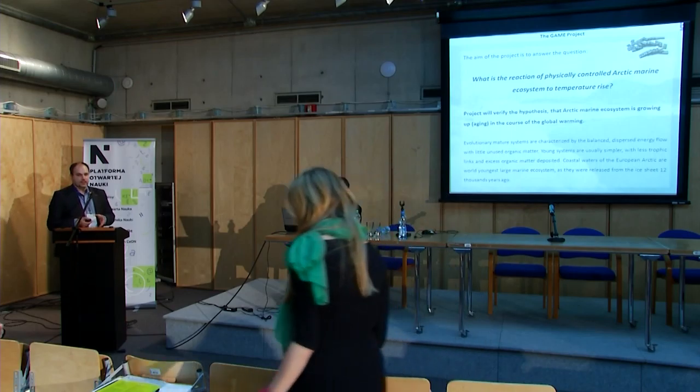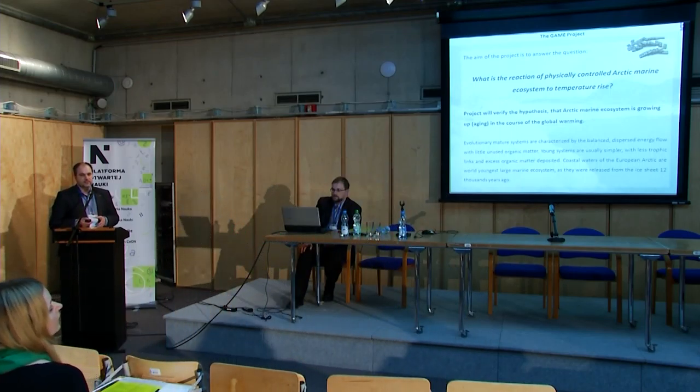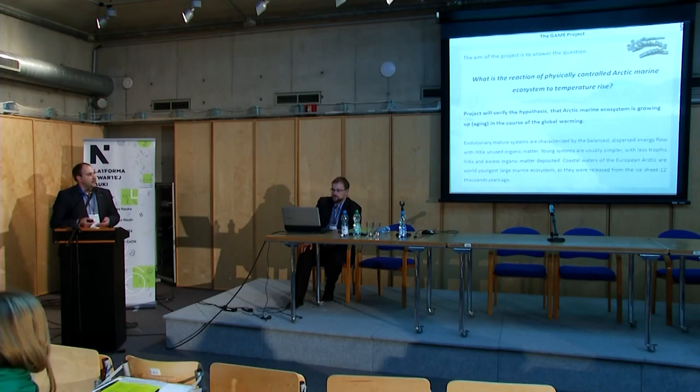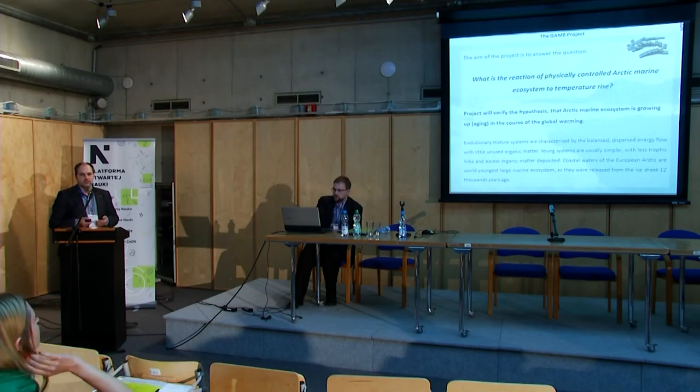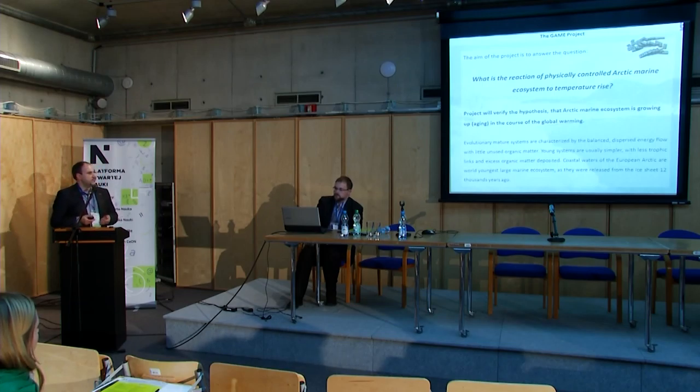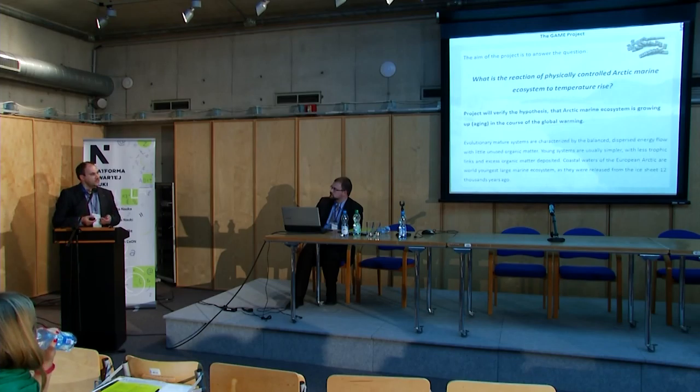What is the problem? When we have an environment and an ecosystem, the ecosystem is developing in time. There are very fresh ecosystems, which are characterized by a small amount of organic matter and very weak links in the trophic chain, and we have mature ecosystems, which are on the opposite side of the amount of organic matter. The Arctic is a very fresh ecosystem because 12,000 years ago the ice sheet was removed from this place, and the ecosystem is growing, aging in this area.